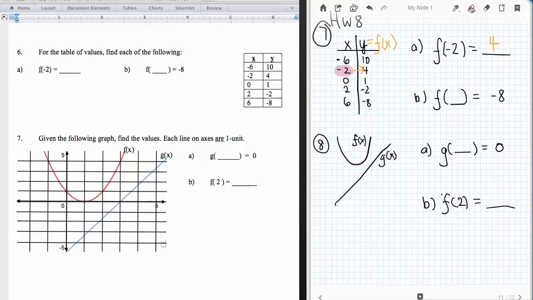Now going to my next one, I have the other value, which is the y value. I have the f of x value, right?